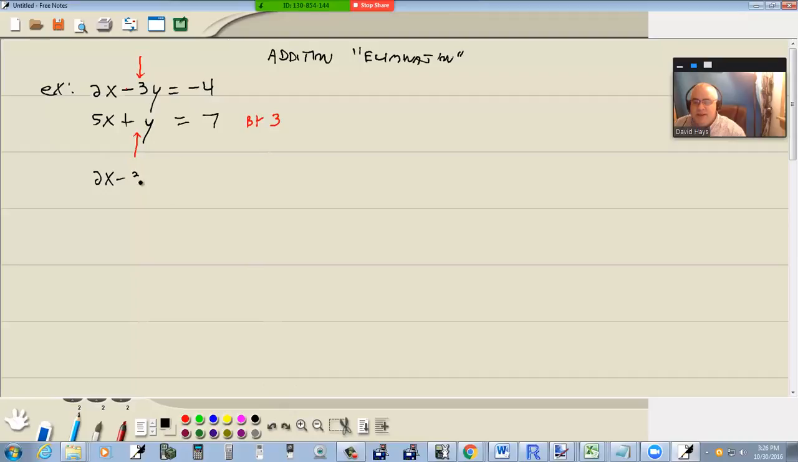Okay, first equation remains as is. 3 times 5x is 15x. 3 times y is 3y. And 3 times 7 is 21.